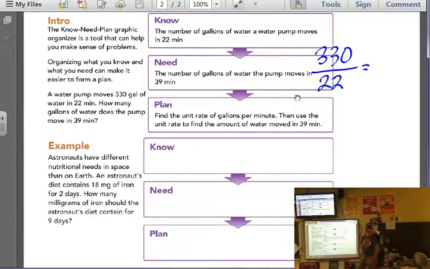Can we use a calculator for that? Yes. It seems more like when it's going to have a decimal. It is 15 exactly. And we can label that GPM for gallons per minute.